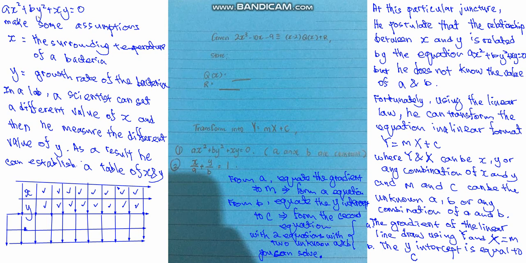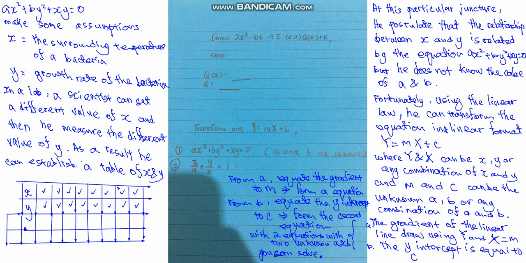So the scientist has postulated, I mean, through some experience, he thinks the relationship between the x and the y is related by this equation. Okay, but then he does not know the value of a and b. The linear law is used by a scientist to establish the unknown, the a and the b. Okay, now let's proceed from here.